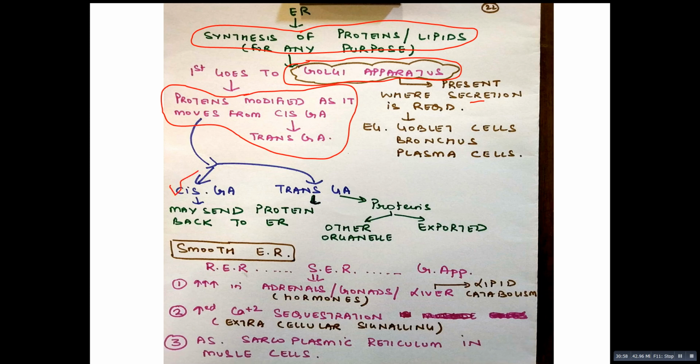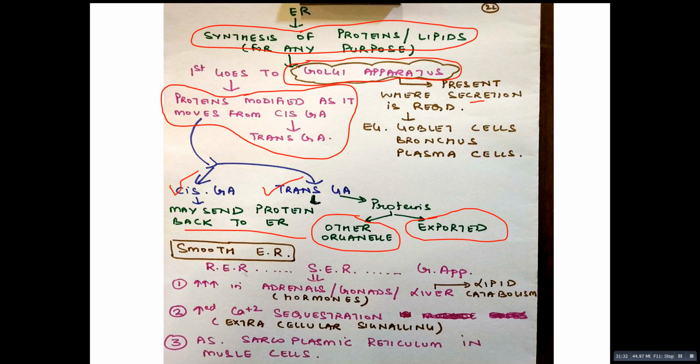Okay, so I say again, from the endoplasmic reticulum, whatever is synthesized, whether it be proteins or lipids, all of them will first go to the Golgi apparatus. From there, the proteins are modified as they go through the cis Golgi apparatus to the trans Golgi apparatus. If they find any problem in the cis Golgi apparatus, it may send the protein back to the endoplasmic reticulum. From the cis, it goes to the trans Golgi apparatus, and from here, the proteins will be transported to other cell organelles or exported out of the cell.